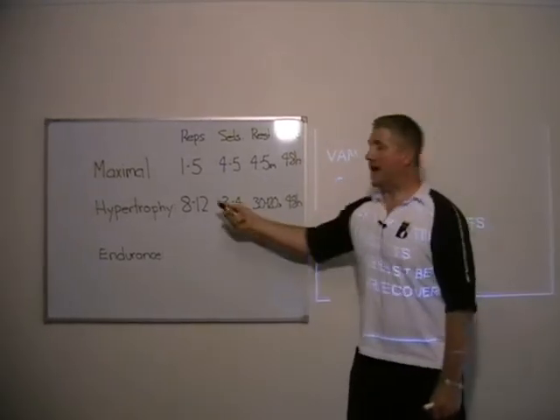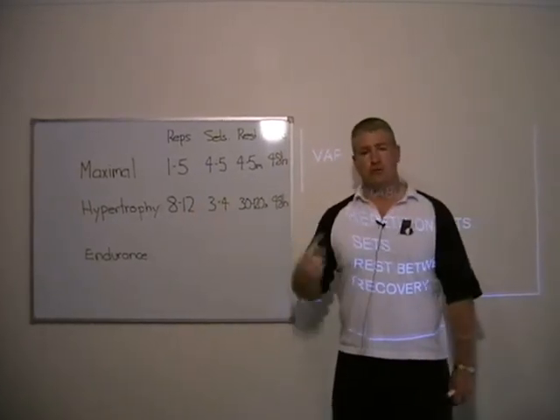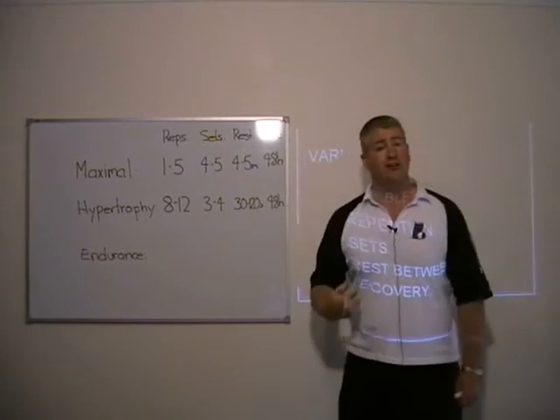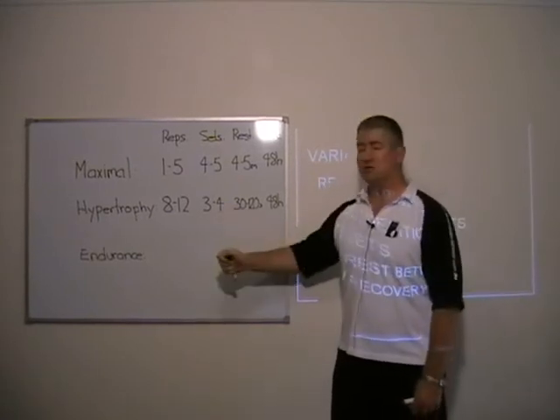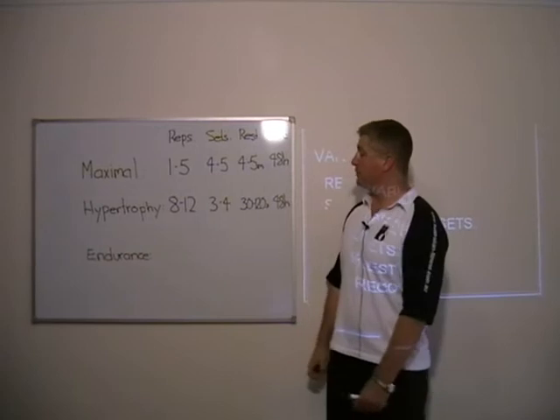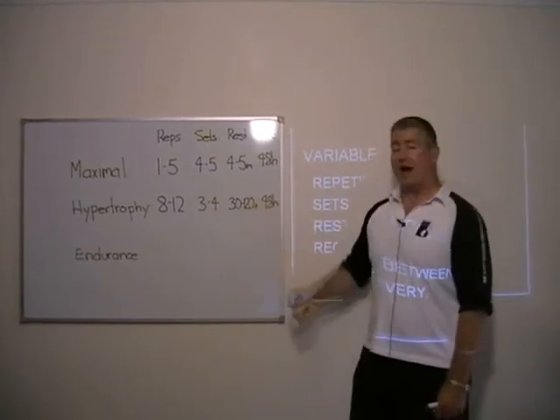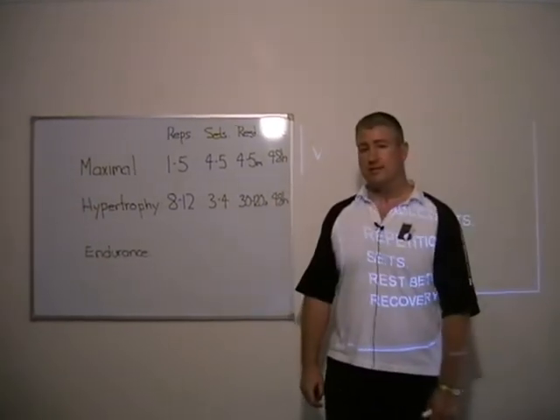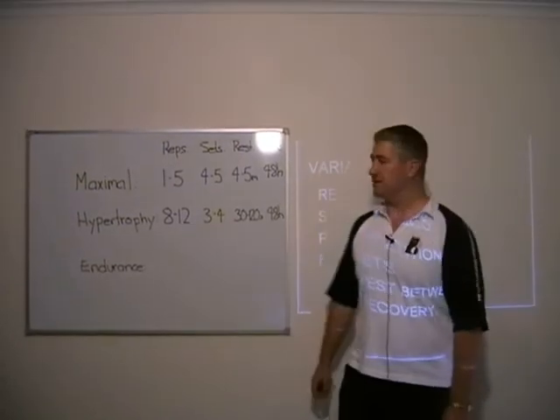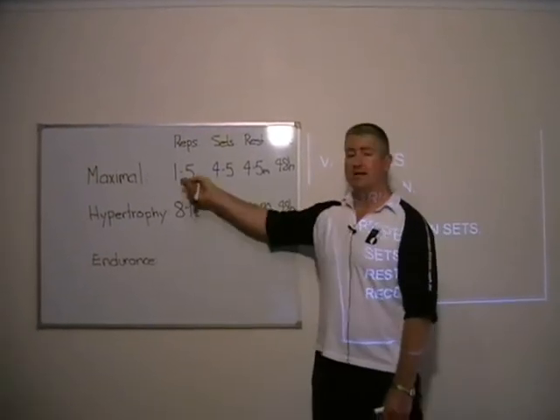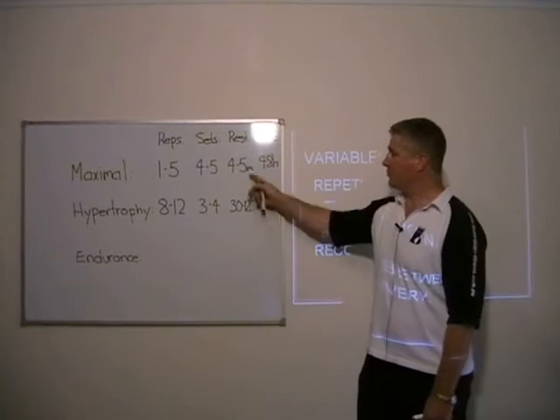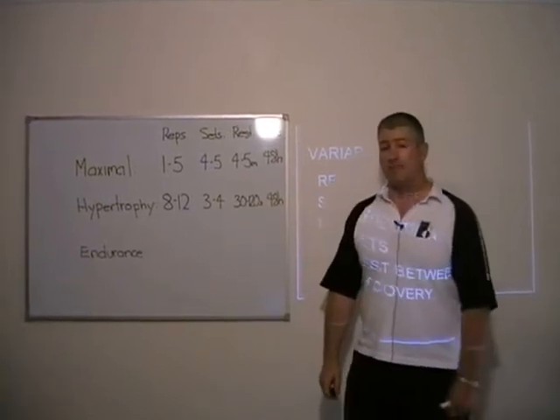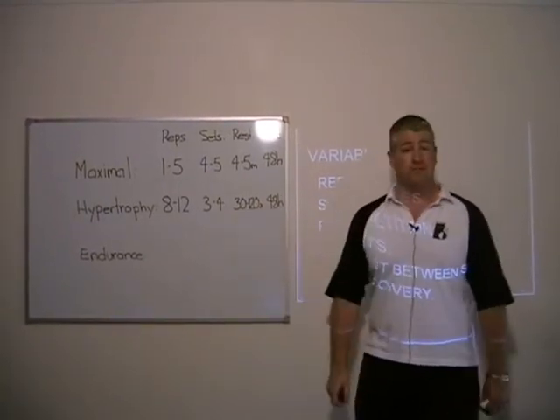Hypertrophy, on the other hand, is 8 to 12 repetitions. So it's moderate to high repetitions, or moderate to high training volume, 3 to 4 sets, or 3 to 4 lots of 8 to 12 repetitions, 30 to 120 seconds rest between sets. So that's one of the key differences. We're doing more work as opposed to maximal strength, and our rest between sets is quite low, between half a minute to 2 full minutes.